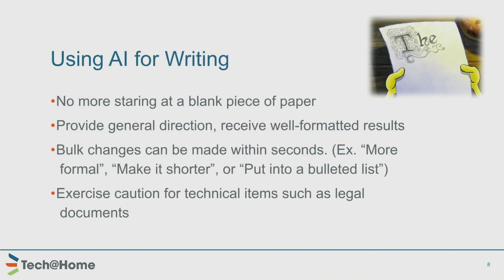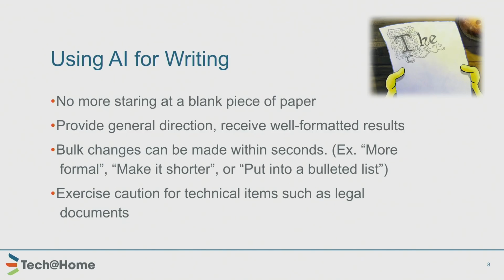So here's some of the good uses of AI. You can use AI for writing, so no more staring at a blank piece of paper with a title on it. You can immediately start drafting a story or informational booklet almost immediately. You will provide general direction to the AI tool, and within seconds usually, you will receive a well-formatted result. It could either be a bulleted list, a formatted spreadsheet, or a well-organized story. You can then make bulk changes to that response.